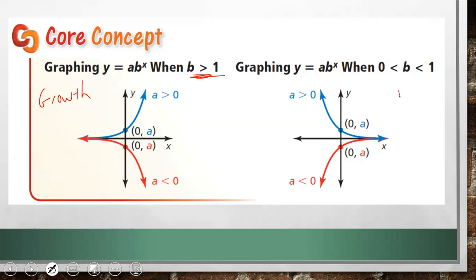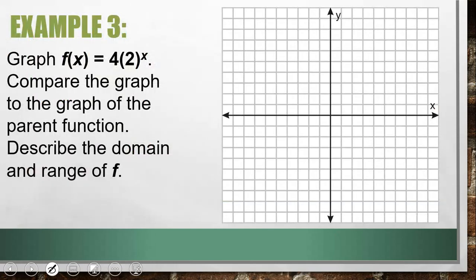And then on the right-hand side, these are what we call exponential decay graphs because as we increase our x value, notice that they're getting closer and closer to 0. So just two general ideas of the graphs for you to look at. Now we're going to actually graph some of these. So we want to graph 4 times 2 to the x, and we want to describe the domain and range of this graph.